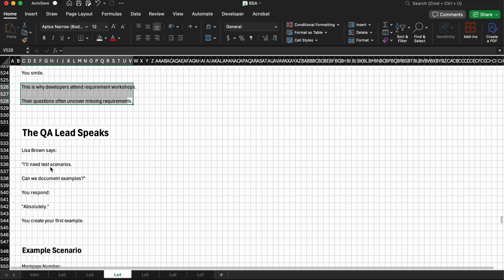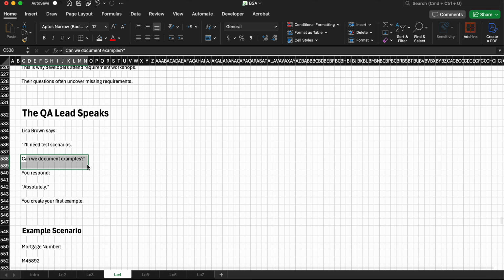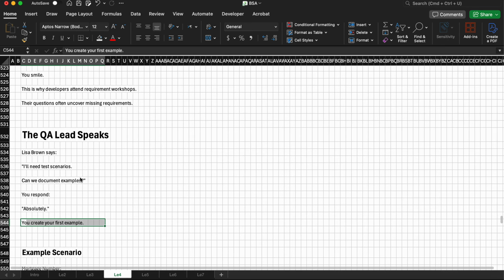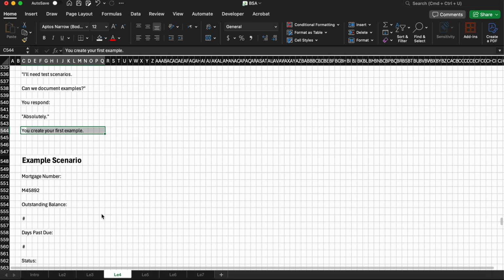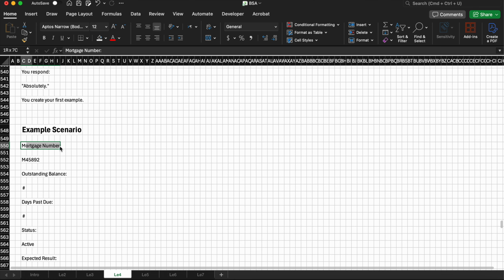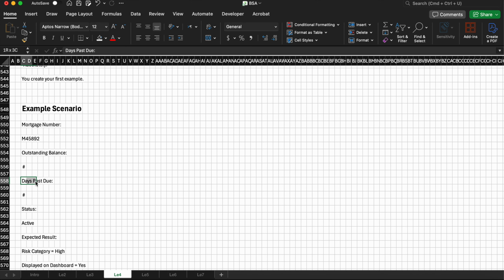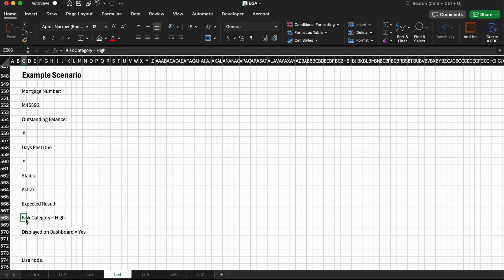Okay, so Lisa Brown says, I'll need test scenarios. Can we document examples? You absolutely create your first example. So she's asking for test cases, right? You need this as well to write in your acceptance criteria. So example scenario: mortgage number, outstanding balance, past due, status active, expected result risk category high, displayed on dashboard yes.